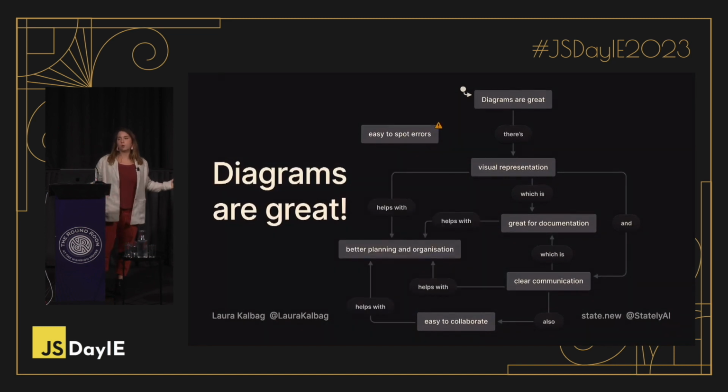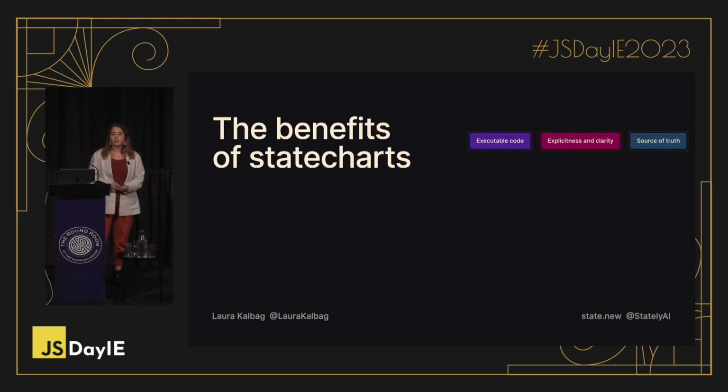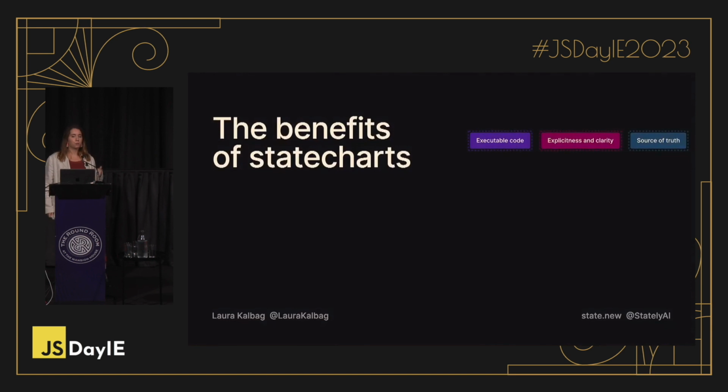And all of this helps with much better planning and organization. And so state charts provide all the benefits of diagrams, but as executable code. This is the key feature that is fantastic: you can create that wonderful diagram, but it is also executable code. So this means your application logic can be visual and executable. You can have living documentation as well. Everybody understands it, which really makes it a logical source of truth. It is easy to keep up to date.